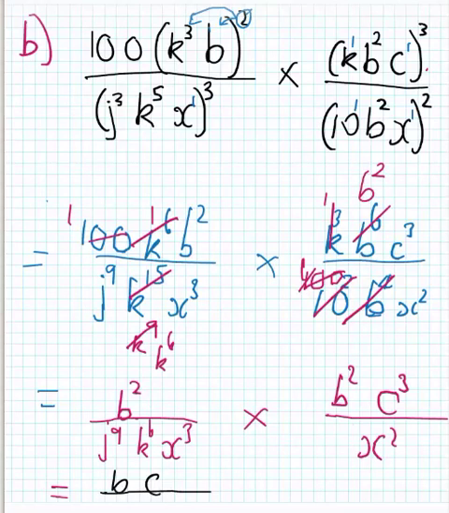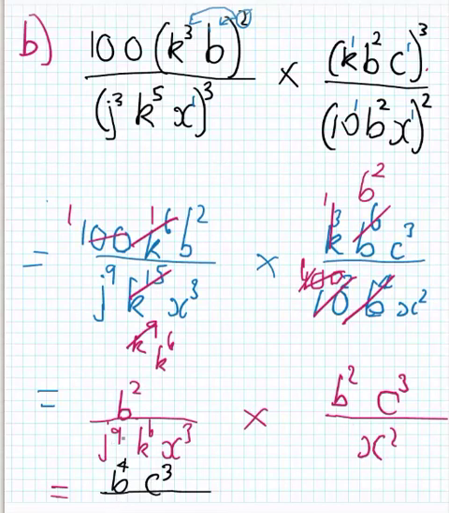I've got b squared times b squared. Because we are now multiplying, add the powers of the same base. So I've got b to the power of 4 and c to the power of 3. There are no c's on this side, and I'm done. And on the bottom, I should just be able to squeeze it in. It's a bit small, but I'll try.